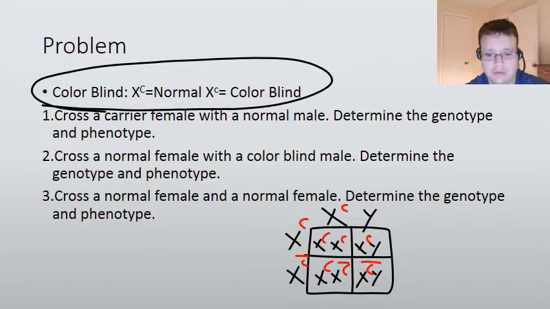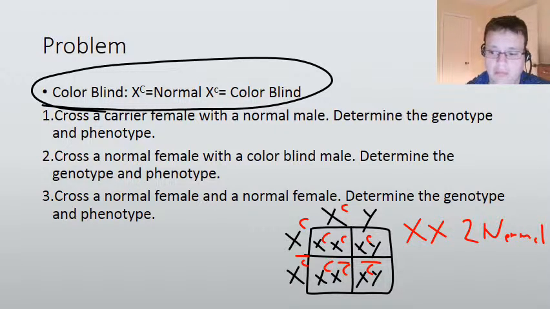If we just determine the genotype, let's just look at female. We pretty much would have a 1-to-1 genotype, but we'd have 2-to-0 phenotype, pretty much just two normal females. So these two would be normal. One would be a carrier, but should still be considered normal. While the males, we would have a 1-to-1, one normal to one being colorblind. And then also their genotype would be 1-to-1.